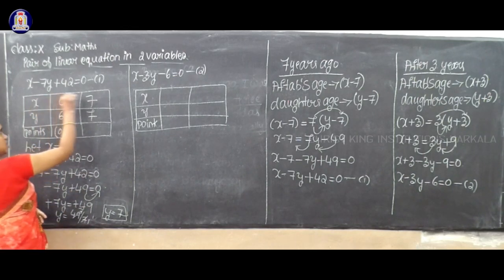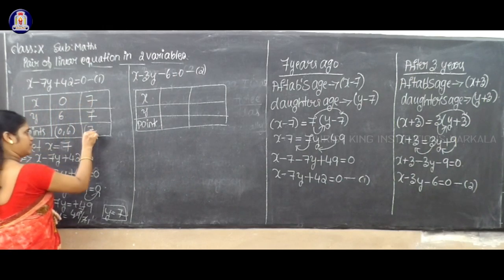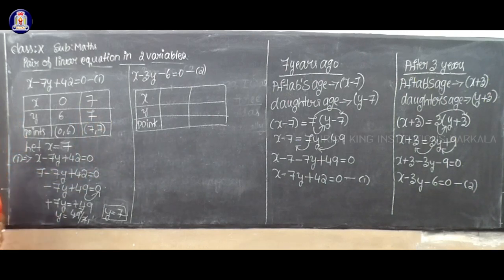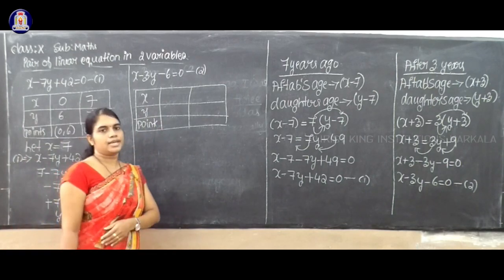Next again, x is equal to 7. So therefore, 7 comma y is also equal to 7. So therefore, 7 comma 7. Okay. So first points are finished. So now we will move towards the second table.